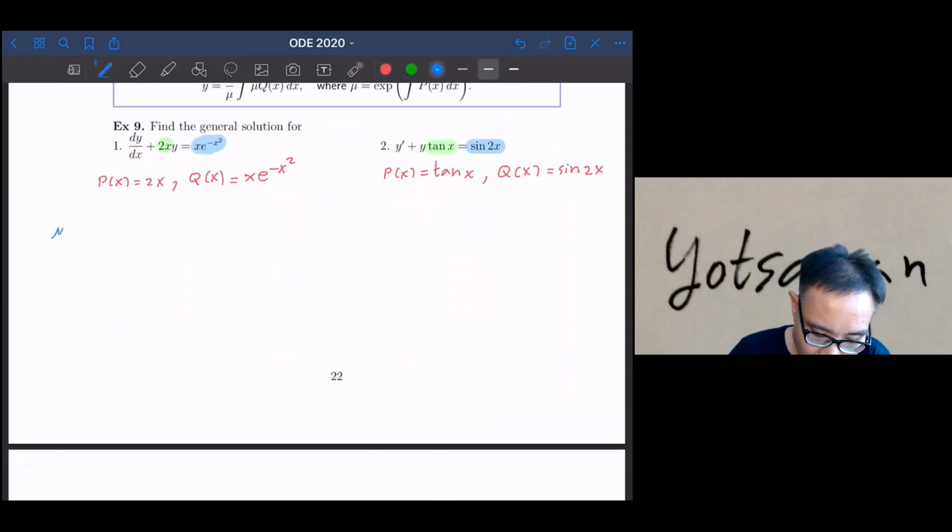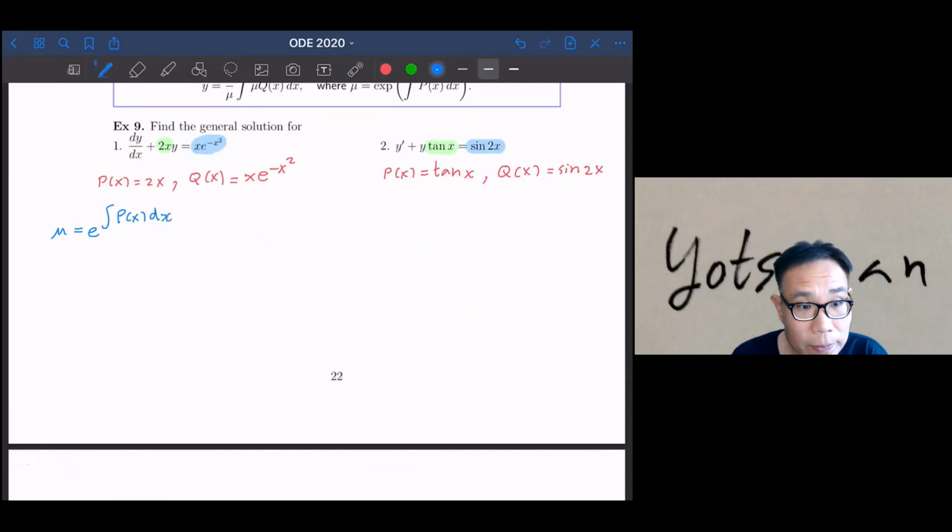So for computing mu, it's going to be e to the integral of p(x) dx. For this one, it's going to be e to the integral of 2x dx. And you integrate 2x, it's going to be x squared. Okay, so you have mu equal to x squared. That is going to be mu for question 1.